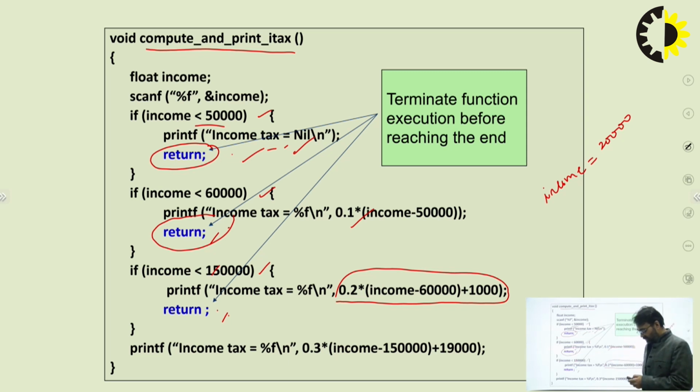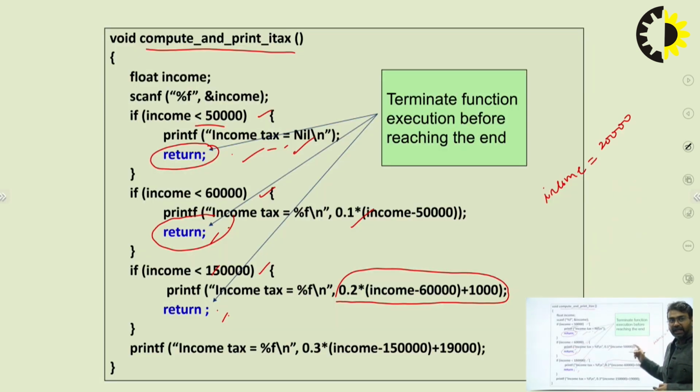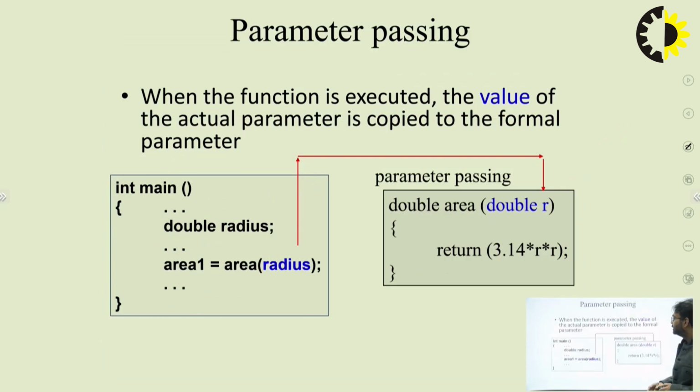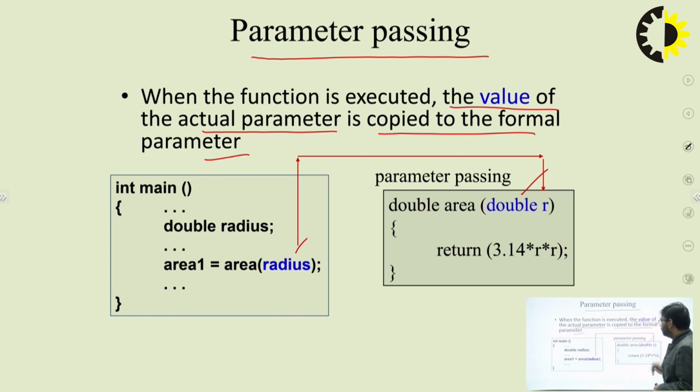Okay. So we can use multiple return statements, but at a time only a single return statement will work. Now parameter passing. When the function is executed, the value of the actual parameter is copied to the formal parameter. It means we can copy the value of actual parameters to the formal parameter.